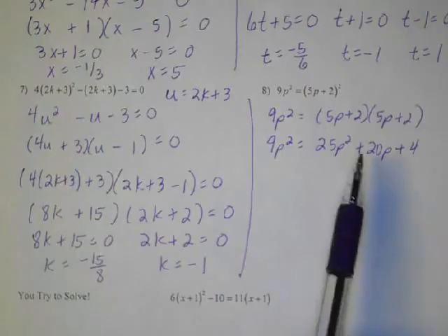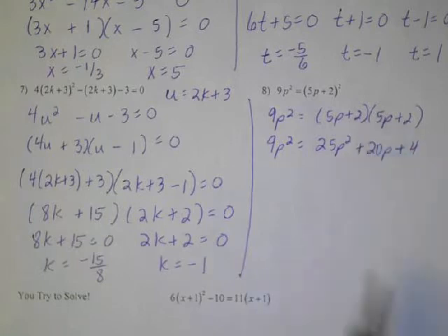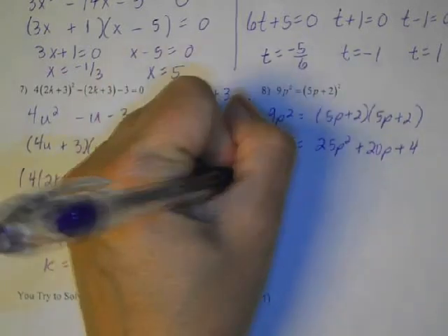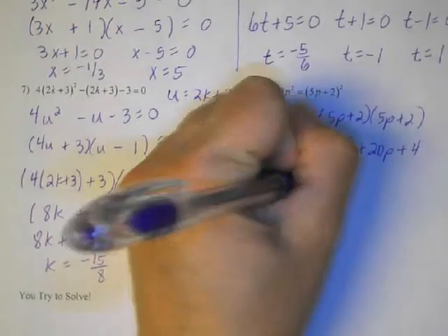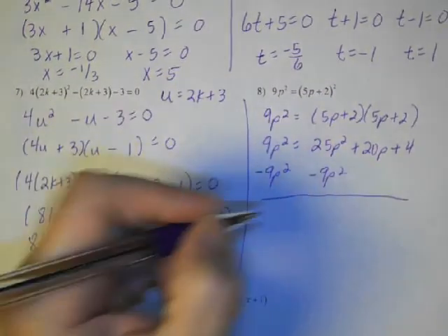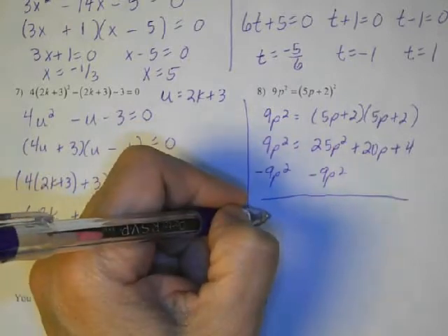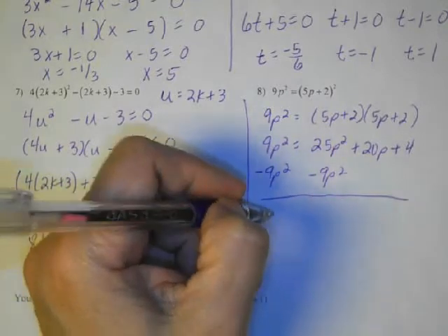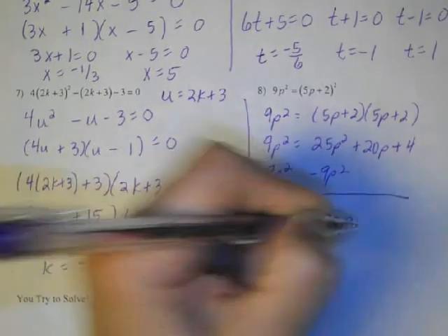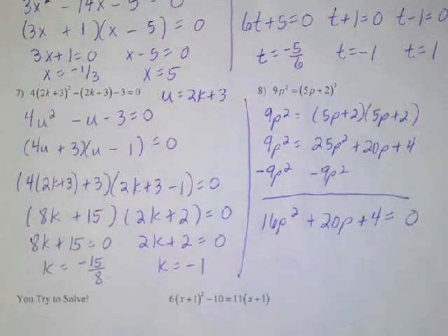Where did I get 20? 5 times 2 is 10. 5 times 2 is 10. 10 and 10 make 20. Now I have a quadratic equation that needs to be set to 0. So I'm going to subtract my 9p squared. I'm going to write the expression first instead of 0. So I'm going to write 16p squared plus 20p plus 4 equals 0.